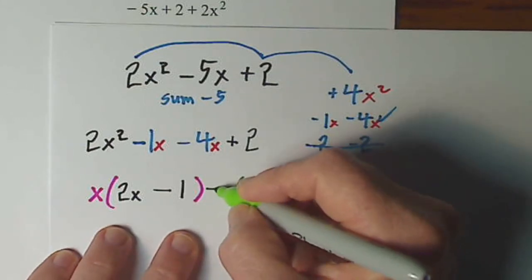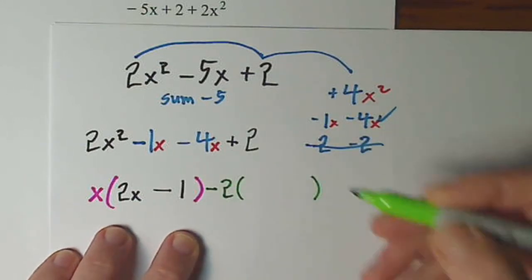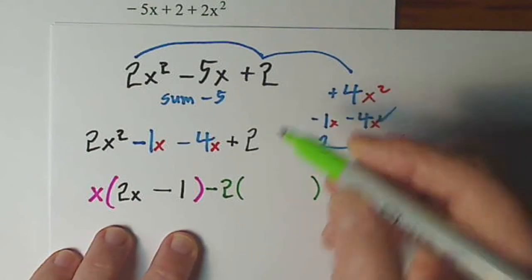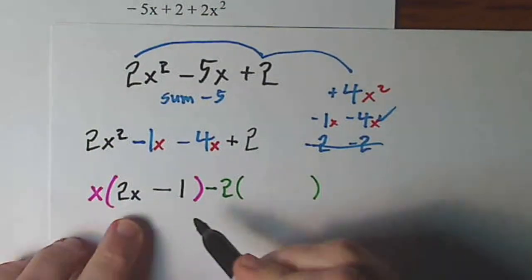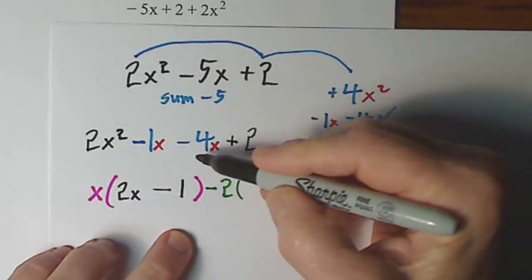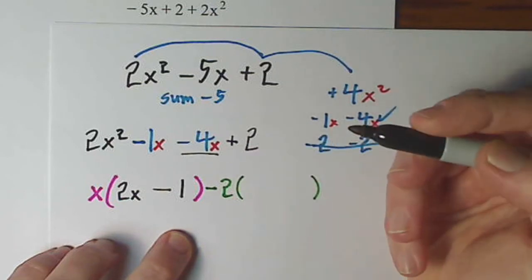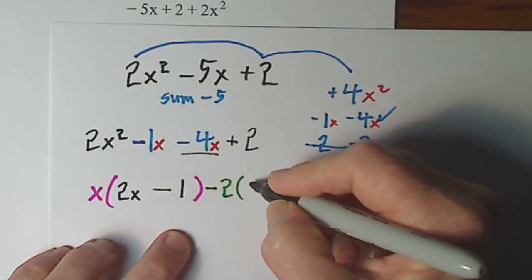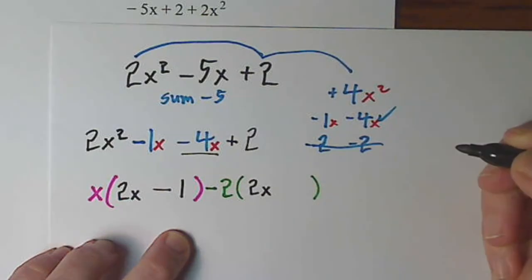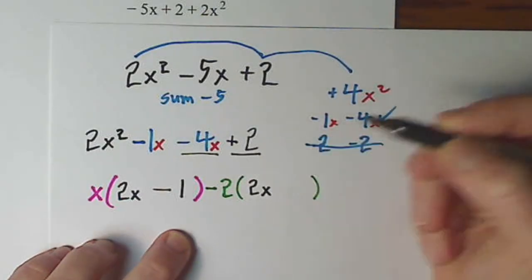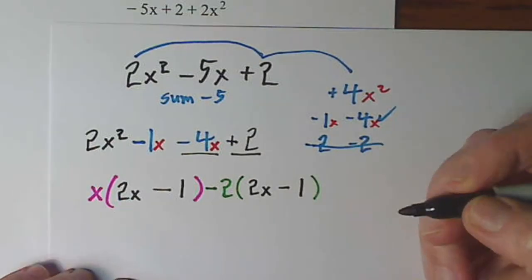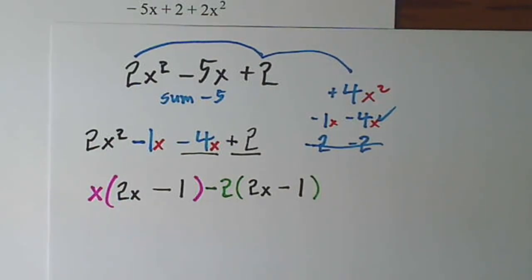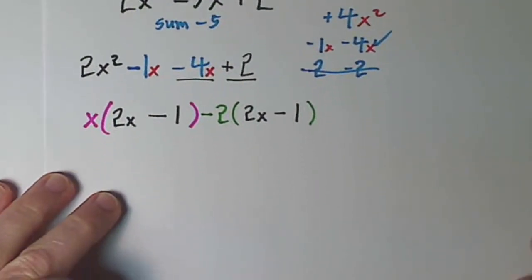So I'm going to factor out a negative 2 from each of these terms, and that will give me a binomial that looks identical to the one that I have right here. Alright, if I factor a negative 2 out of negative 4x, I'll be left with a positive 2x. If I factor a negative 2 out of a positive 2, I'll be left with negative 1. And now you basically repeat the process of factoring out the GCF.